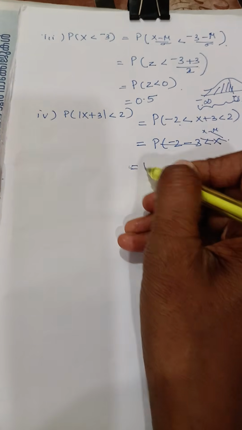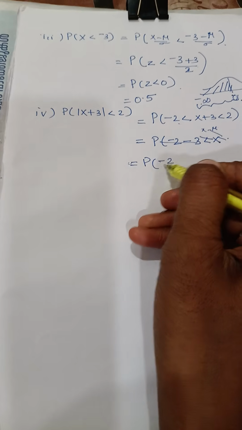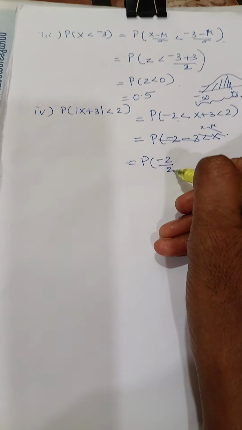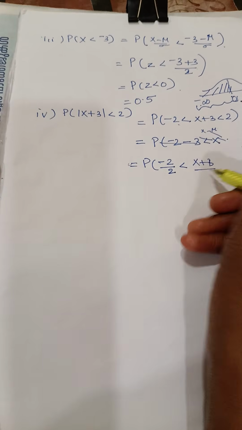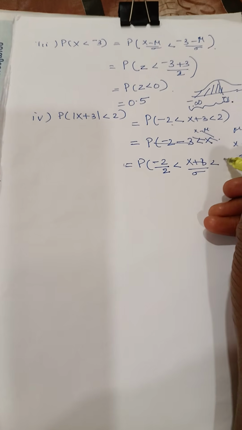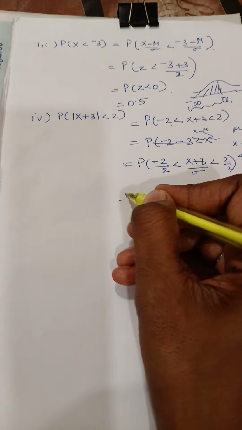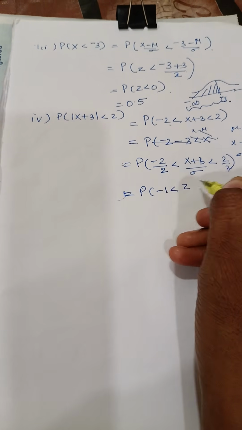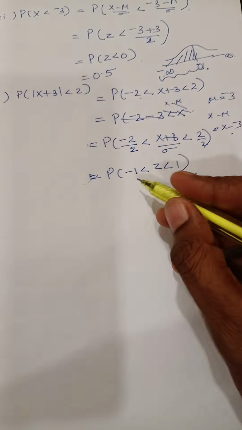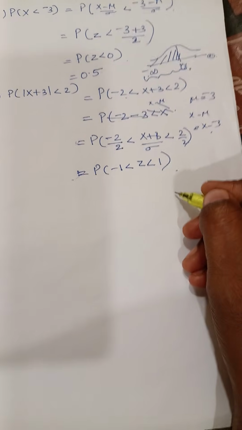So this will be probability of minus 2 divided by sigma less than x plus 3 divided by sigma less than 2 by 2. That is probability of minus 1 less than z less than 1. How can we find this probability? Probability from minus 1 to plus 1.